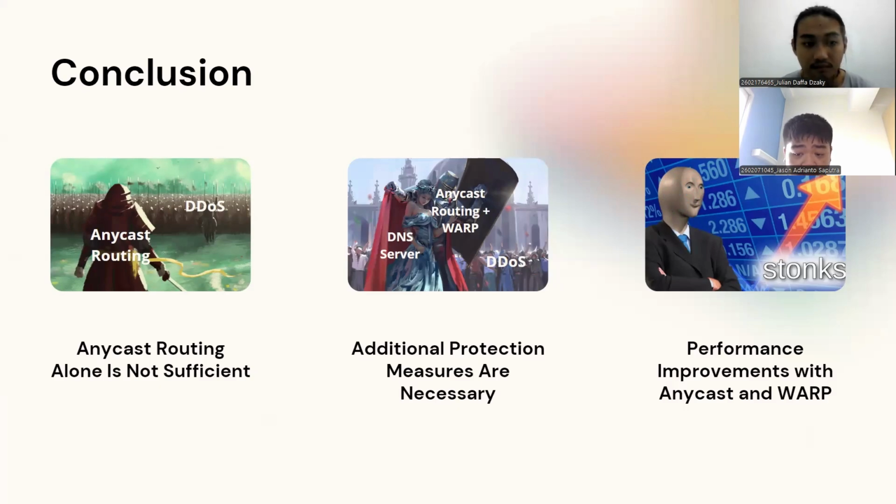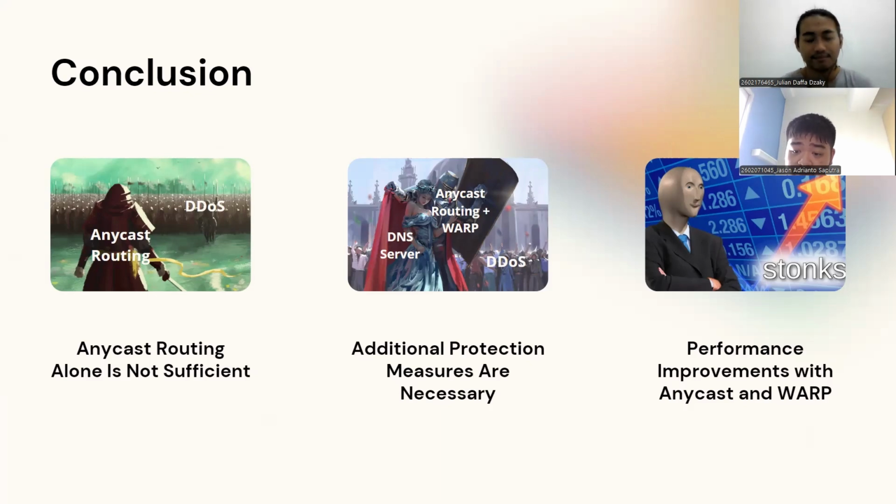Two, additional protection measures, such as Cloudflare WARP, are necessary for effective mitigation. The introduction of WARP, Cloudflare's additional security feature, made a significant difference in our test. Unlike the other configurations, Cloudflare DNS with WARP enabled continued to function during the DDoS attack. While there was an increase in response times, the service remained operational. This demonstrates the crucial role that supplementary security measures play in enhancing DNS resilience. WARP likely employs advanced traffic filtering and rate limiting techniques that work in conjunction with Anycast routing to identify and mitigate attack traffic.